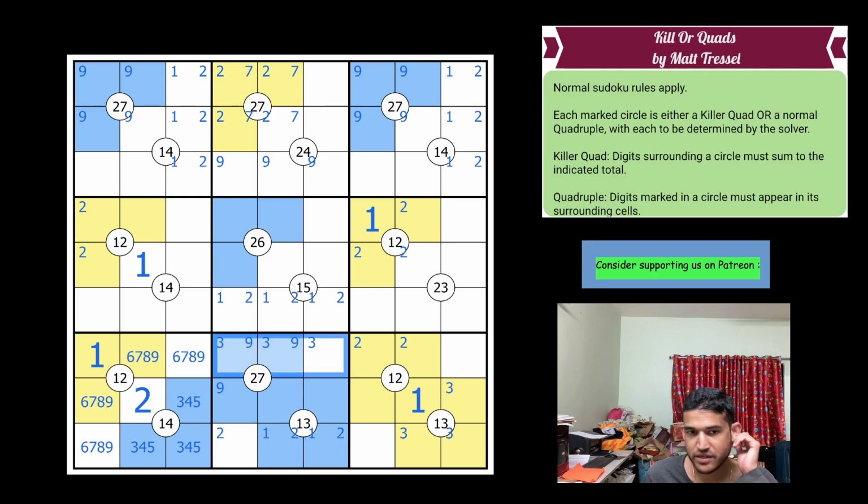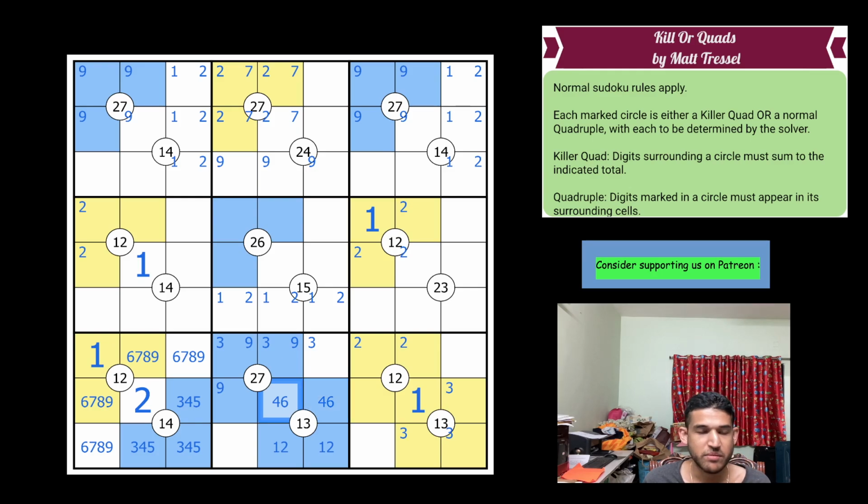So 3 is eliminated here. So the minimum possible sum here is 1, 2, 4, 5, which adds up to exactly 12. So that leaves us exactly 1 degree of freedom. So the total must be 1, 2, 4 and 6, right? That's the only way to make 13, because the minimum possible digits are 1, 2, 4, 5, which adds up to 1 less, exactly 12. So it has to be 1, 2, 4, 6. So which means 2 is not here. This becomes a 1, 2 pair. This becomes 4, 6. That's excellent.